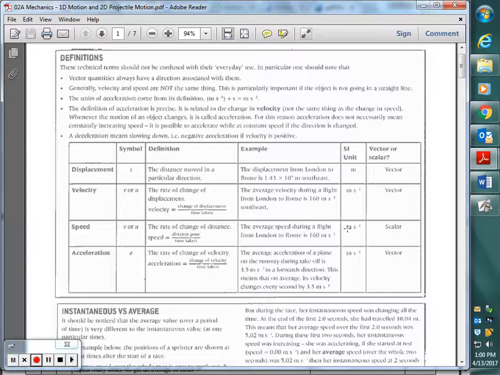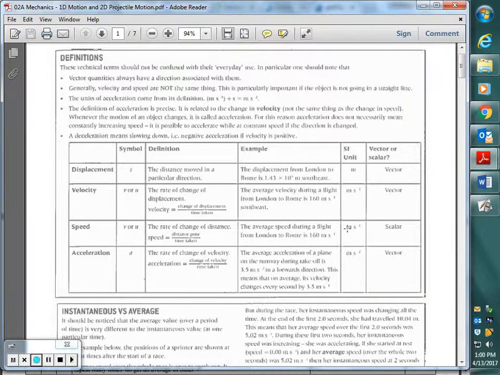Up at the top, things to keep in mind, and this goes back to one of the things that we talk about at the very beginning of physics. If we don't keep our vocab straight, we can run into some issues, right? Speed and velocity aren't the same thing. Acceleration doesn't necessarily mean speeding up, right? Those are the kind of things they're warning you about up there.